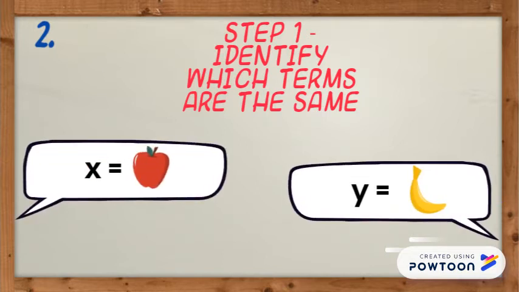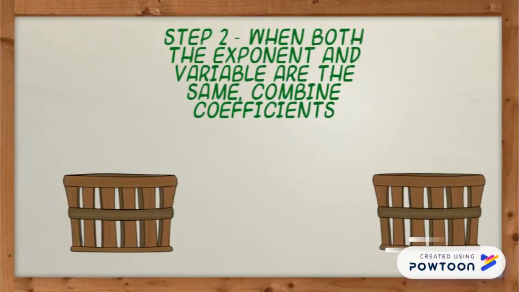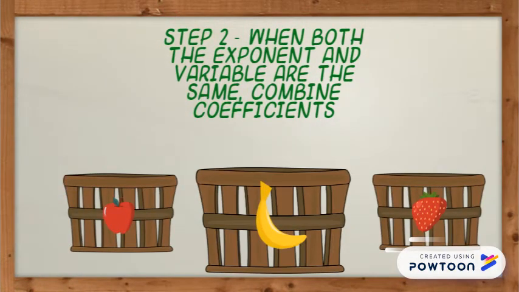Think of each variable with its corresponding exponent to be one type of fruit. Now that we have classified each term as its own fruit, we separate them into baskets and count them by combining the coefficients. Keep the rest of the term the same.